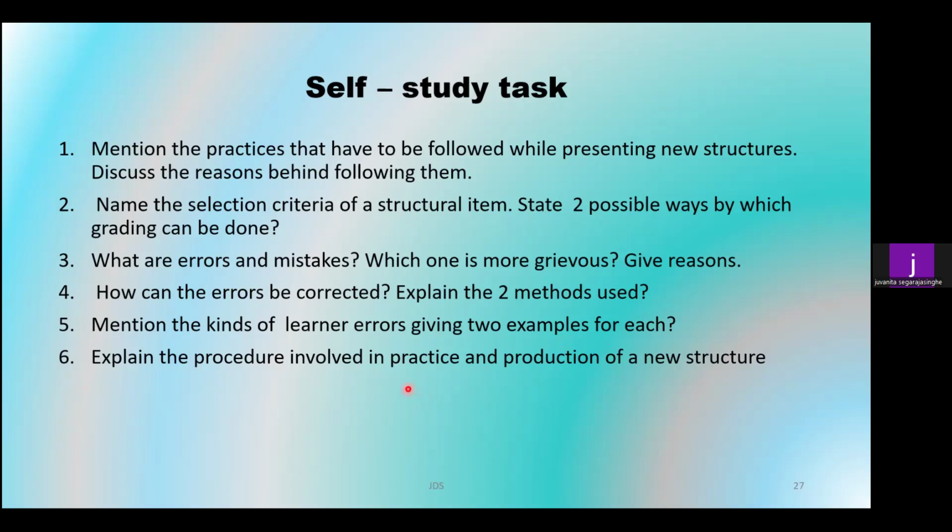Look at the fourth one. How can the errors be corrected? By explaining the rules and indicating examples, you can correct. That is one way of correcting errors using the blackboard. You explain the rules, you give further examples, and you can correct the errors by using that method. The second method is finger correction, right? So you have to browse and find information related to finger correction and write a small paragraph about it.